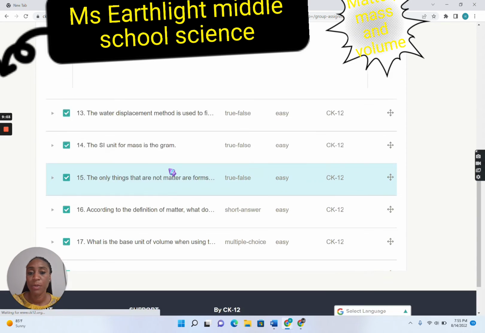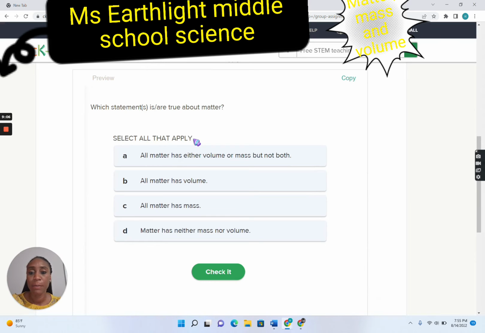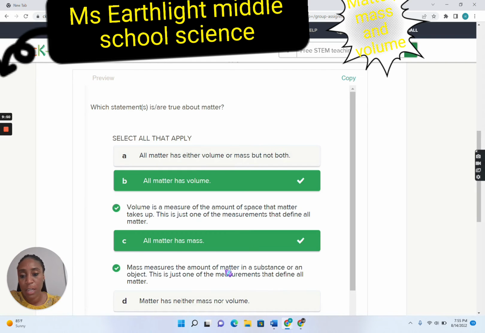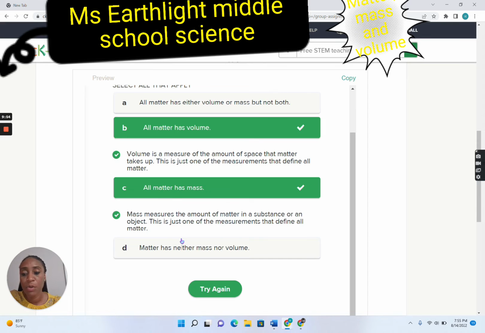This one is number 12, and it wants you to select all that apply. The question says, which statement or statements is or are true about matter? Is it all matter has either volume or mass but not both? Or all matter has volume? Or all matter has mass? Or matter has neither mass nor volume? We know that matter is anything that has both mass and volume. So let's click B and C, because this one is saying either and this one is saying neither, so I'm not going to click those. Let's check that, and that's correct. So we know that matter has both mass and volume.